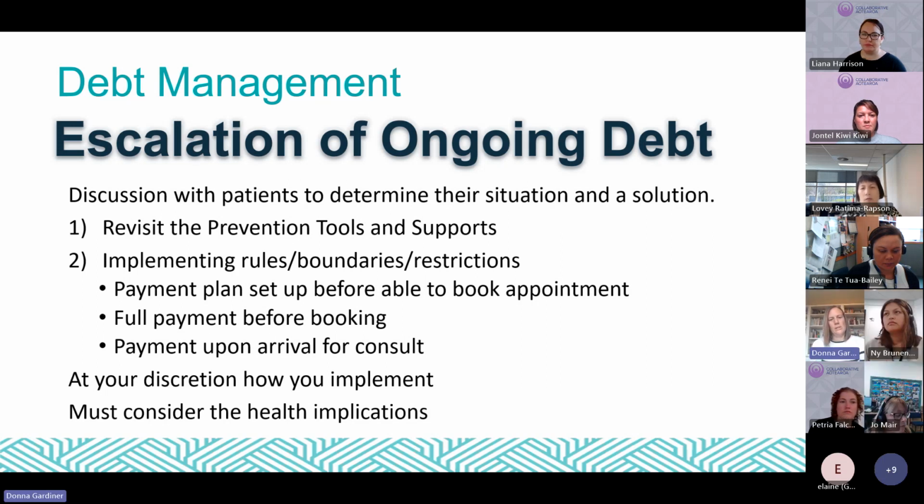But this is also the section that you really need to be considering that clinical risk and the health implications. So if you're putting something in place that's going to prevent them booking an appointment, then making sure there's a plan for perhaps a triage when they do try and book an appointment to make sure that they're not acutely unwell before you turn them away.